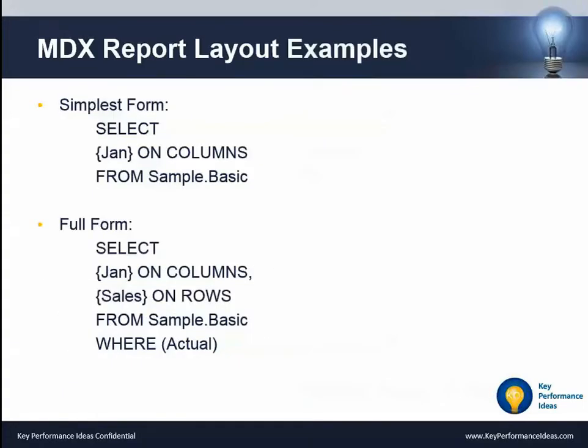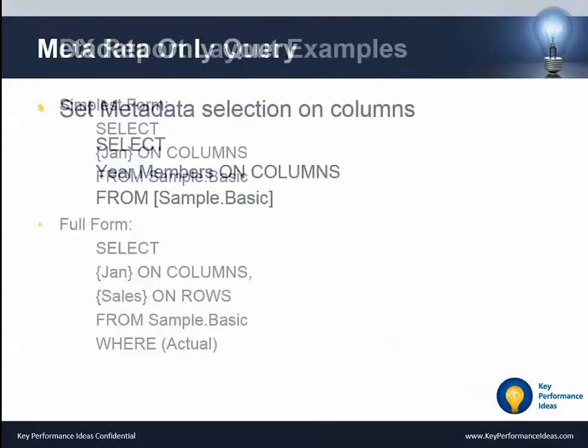So in the simplest form, you could select January on your columns from Sample Basic. And that's really just giving you a metadata query at that point. And then an example of the full form would be selecting January on your columns, Sales on your rows from your Sample Basic application just for your Actual scenario. And this is in its simplest form there.